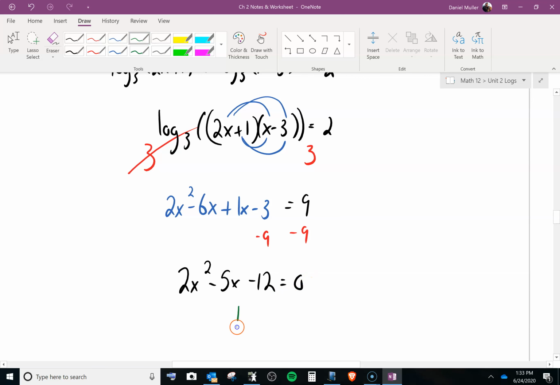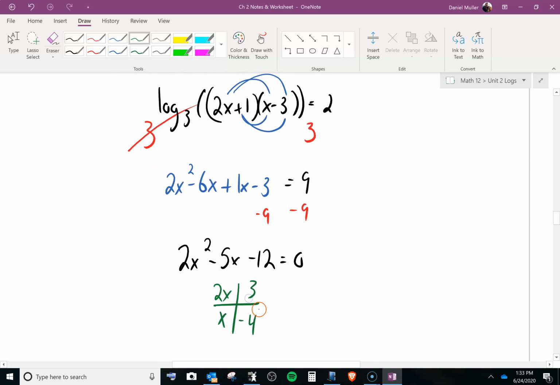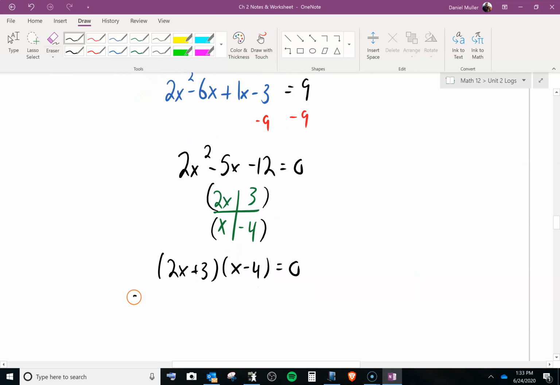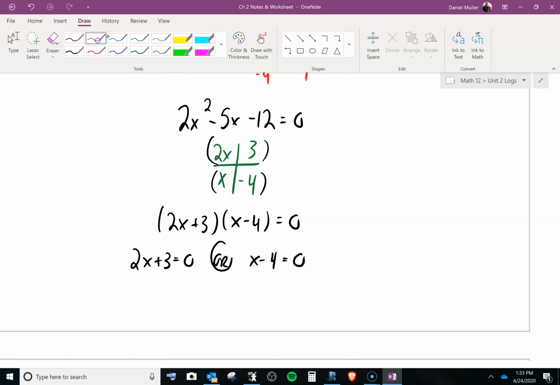Now, is this factorable? 2x and an x. 4 and 3 make that negative 12, and my diagonals are negative 8 and positive 3, which get me the negative 5. So yes, I've got a 2x plus 3 and an x minus 4 is equal to 0. So I have a 2x plus 3 equals 0, or I have an x minus 4 equals 0. So subtract the 3 over, which gets you a negative 3, and divide by 2 on both sides, which gets you a negative 3 over 2, which is a negative 1.5.